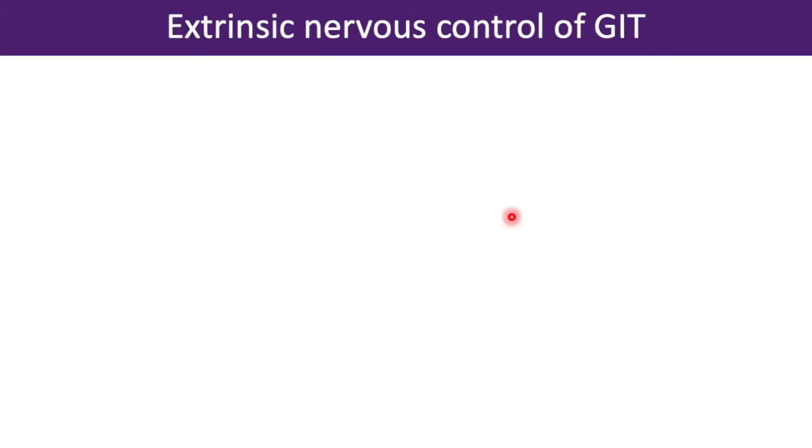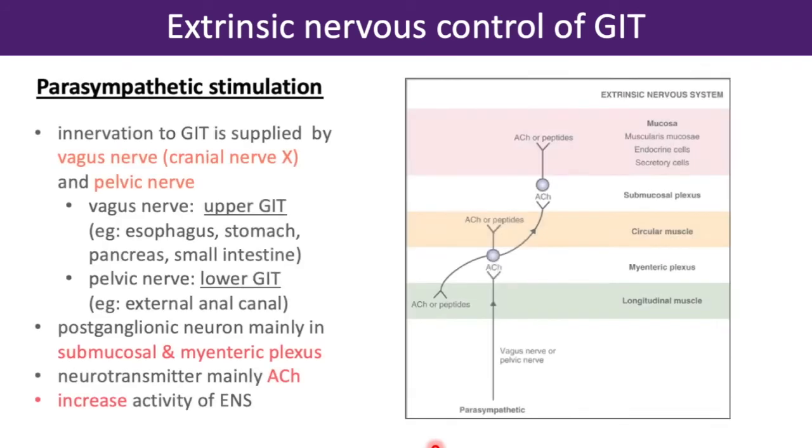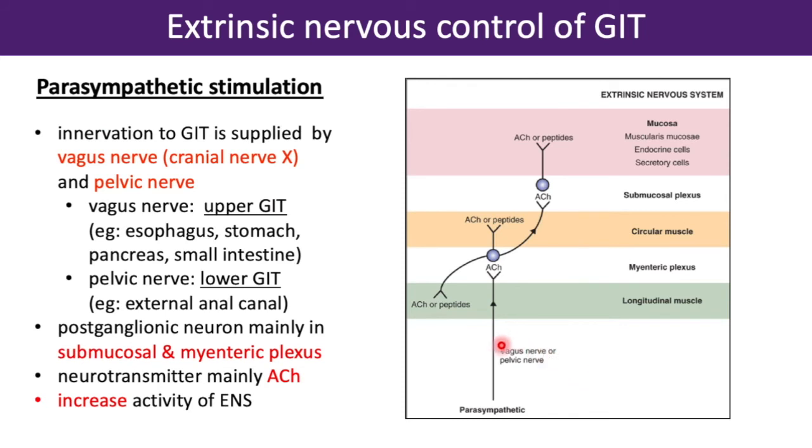Apart from intrinsic control, the GI tract is also controlled by extrinsic stimulation, which are sympathetic and parasympathetic. Parasympathetic innervation to the GI tract is supplied by the vagus nerve or pelvic nerve. The vagus nerve innervates the upper GIT, such as the esophagus, stomach, pancreas, and small intestine, whereas the pelvic nerve innervates the lower GIT, such as the external anal canal.